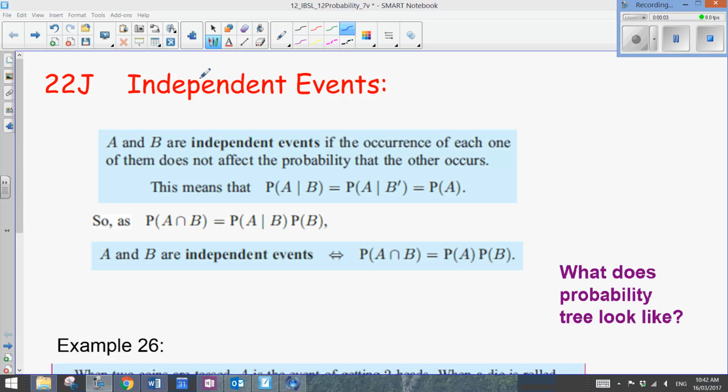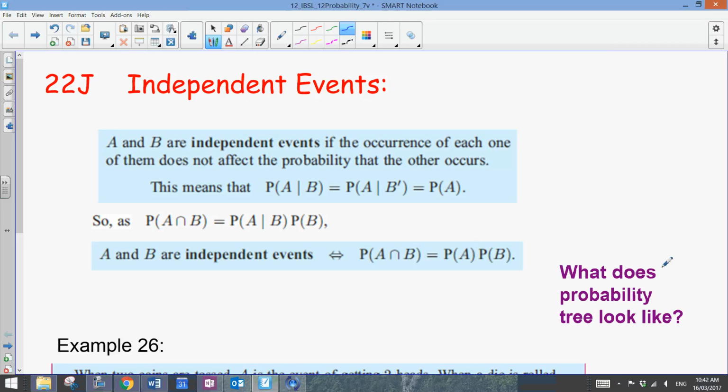Hello, IB. We're looking at 22J, independent events. To test for independence, think about your probability tree: when you make your tree, you're looking at replacement or non-replacement. Independent events means the probability of one event would not affect the probability of another event, so they would not be dependent on one another.